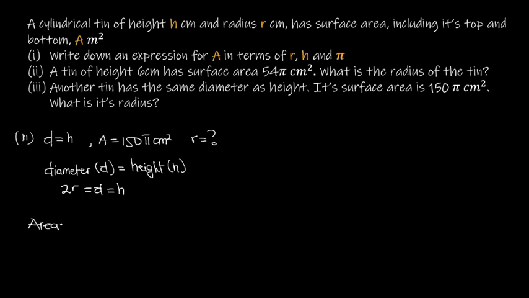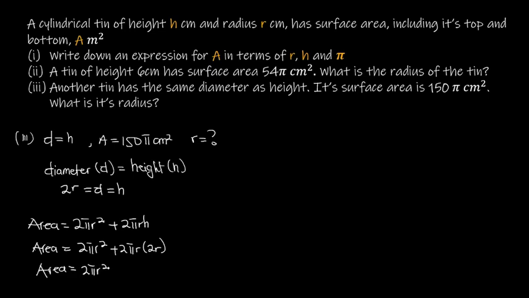So let's look at that. Our area, the expression for our area, we said is 2 pi r squared plus 2 pi r h. Now we have h over here, so I can replace it with 2r. So the expression for my area becomes area is equal to 2 pi r squared plus 2 pi r multiplied by 2r. So my area is now equal to 2 pi r squared plus, now 2 multiplied by 2 give me 4. Then I maintain the pi, r multiplied by r will give me r squared.